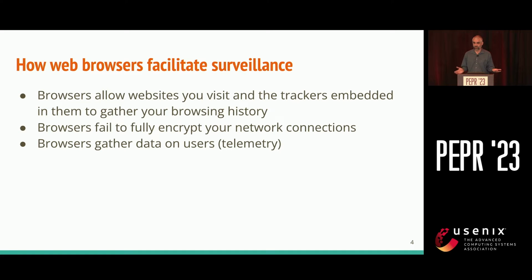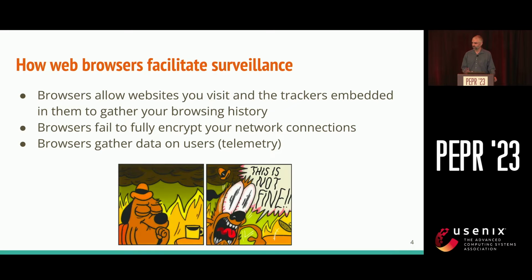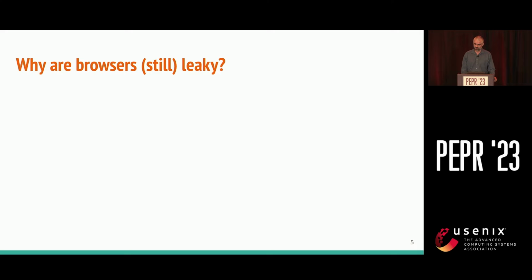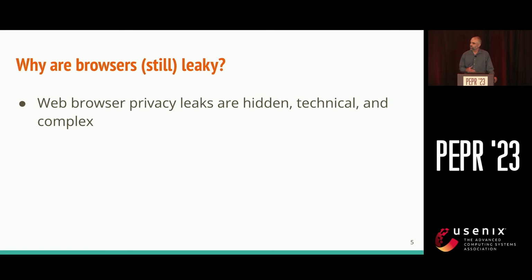But this is fine, right? Well, I don't think so. So the web's been around for about 30 years. Why are web browsers still leaky after all this time? I think there's a few main reasons for this. One is that web browser privacy leaks are very technical, and they're hidden, and they're complicated. So basically nobody, not even people who work on browsers, really knows what's going on.